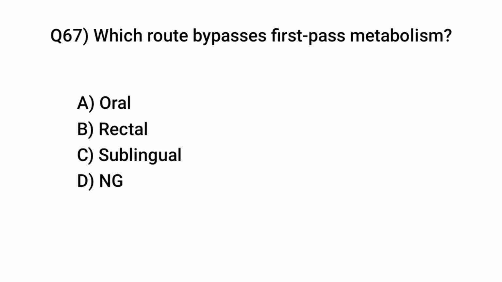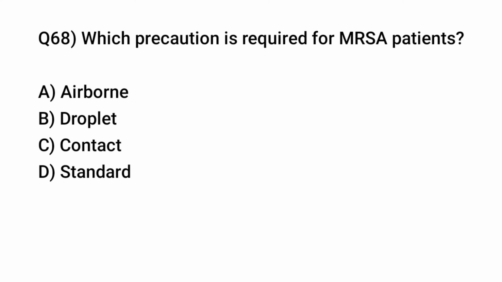Question number 67. Which route bypasses first pass metabolism? Correct option is C. Sublingual. Question number 68. Which precaution is required for MRSA patient? Correct option is C. Contact.